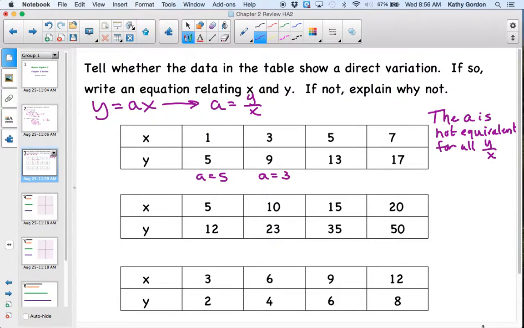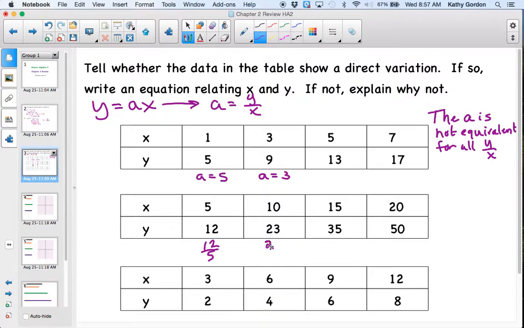Okay? How about the second one? Raise your hand if you think it is a direct variation. Raise your hand if you think it is not. Katrina, why do you think it is not? Because whenever you do the y over x, it's not the same. Okay, so if we just start here with the first one, what's my y over x going to be? 12 over 5. Can't really simplify that.